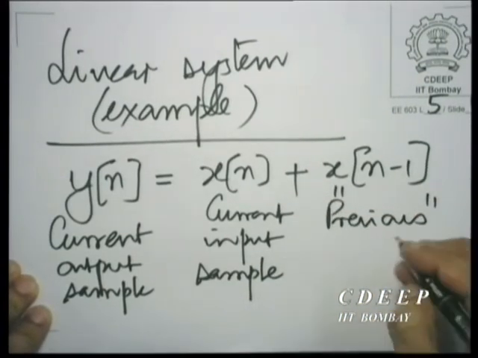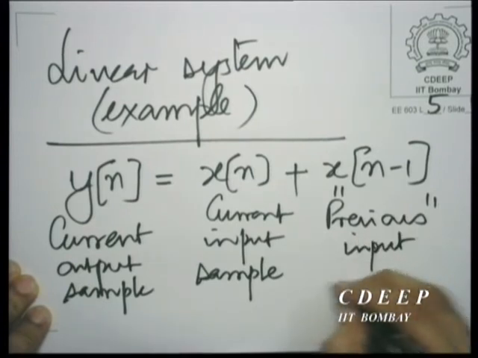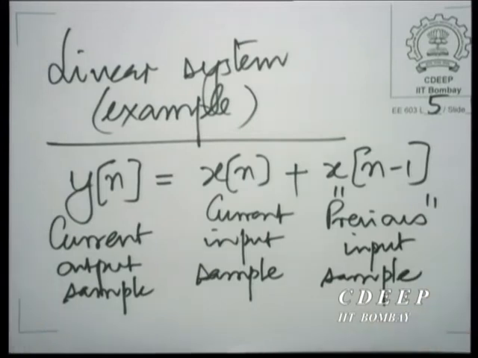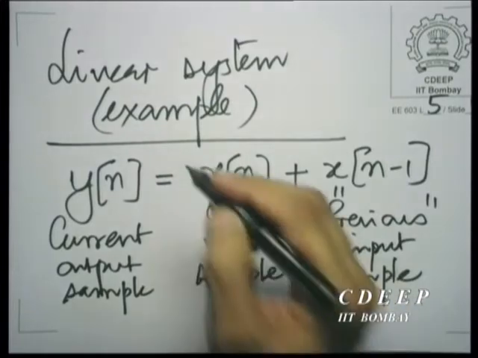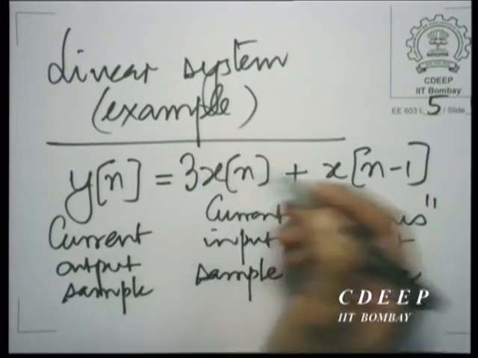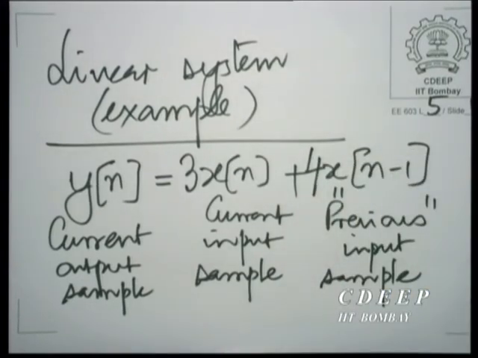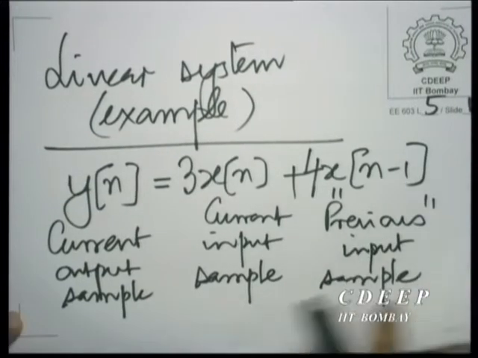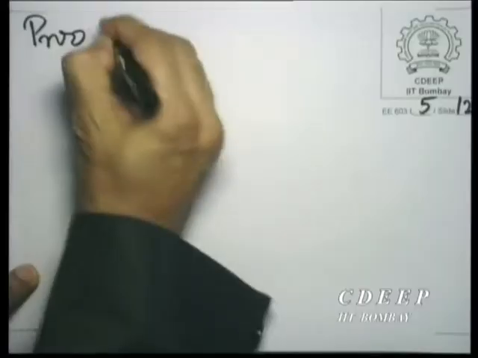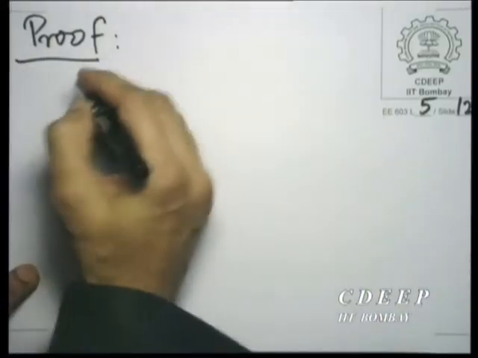Since we are just beginning our discussion of systems, I am trying to be very clear about what we mean, but after a while we will not do this. In fact, let me go a step further. Let me take any linear combination. Let me take 3 times the current input sample and 4 times the past one, and let us show the system is linear. Well, the argument is very simple indeed. And I recommend that you pay careful attention to the steps of the argument, because this will be useful in other examples as well.